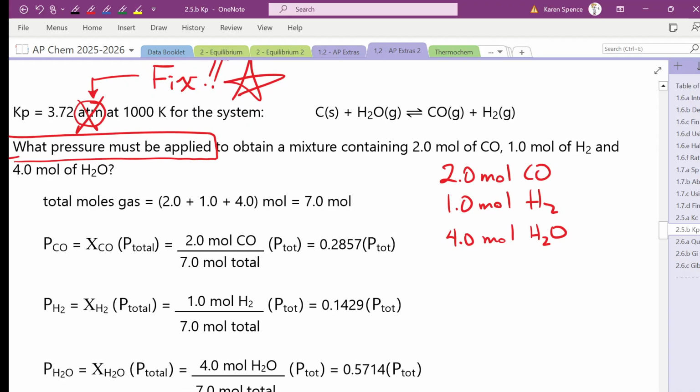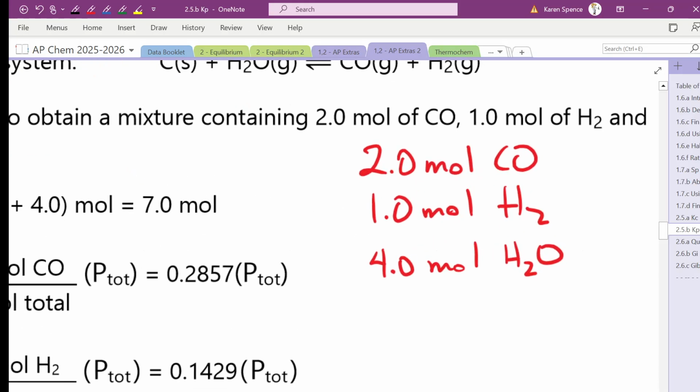Now, when it asks what pressure must be applied, what pressure are we talking about there? Sorry? Atmospheric pressure? If we're talking about what pressure must be applied, that doesn't necessarily mean that it's going to be atmospheric pressure. We could apply more pressure or less pressure in order to get our equilibrium mixture to contain exactly those numbers of moles. Yeah?